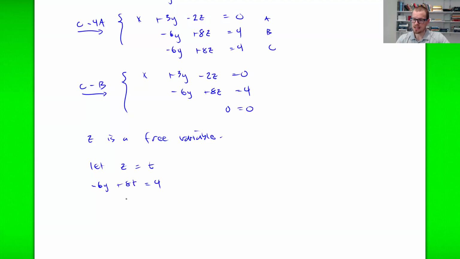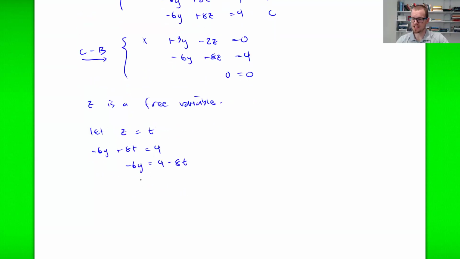I can subtract 8t from both sides to get negative 6y is equal to 4 minus 8t. I can divide by negative 6 to get y is equal to 4 minus 8t divided by negative 6. If you would like to show some work here, we can pull out the common factor. Well, all we really want is the common factor of 2 in the numerator here. Maybe we would like to have the negative 2, though. So we're left with 4t minus 2. When you pull a negative 2 off of 4, it becomes negative 2. When you pull a negative 2 off of negative 8, it becomes positive 4.